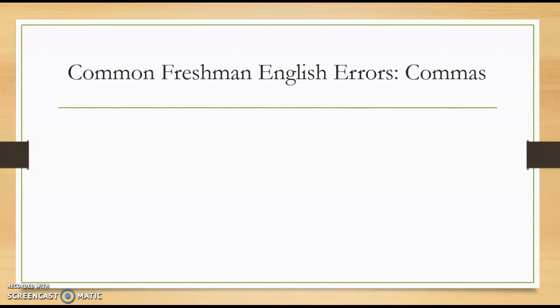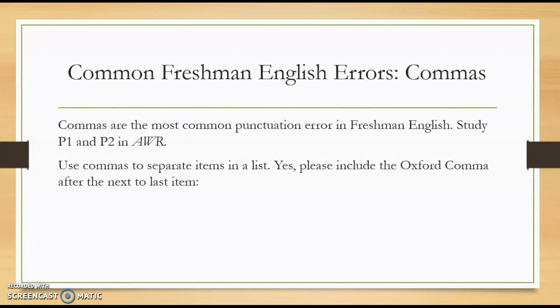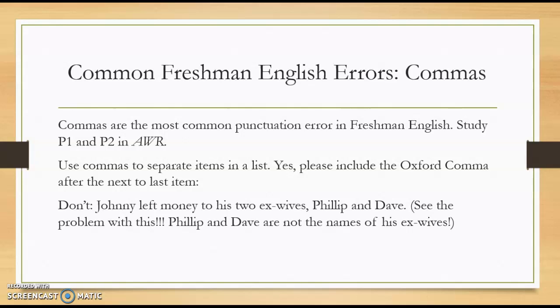Alright, so commas are like the number one. If you're looking for the number one issue in all of writing in general, not just freshman English, it is commas. Our first use of them is to use them to separate items, and I'm insisting that you use the Oxford comma, which is the comma after the next to last item. So you'll see here why this is important.